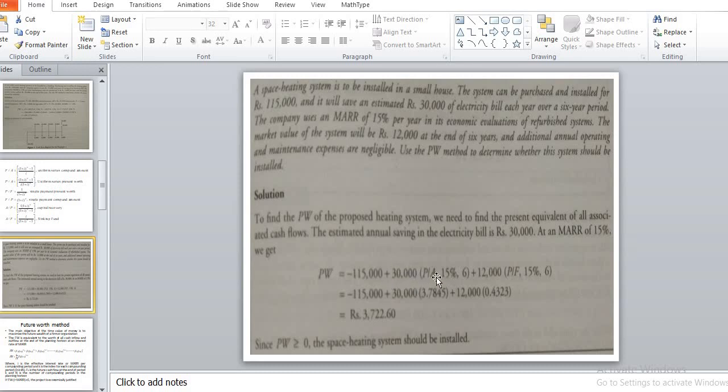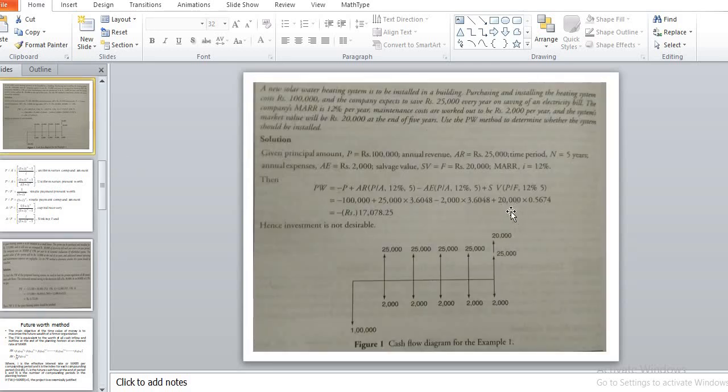The revenue generated is considered for 6 years. Again, this 12,000 is the salvage value, and that is also considered for the 6th year, similar to the previous example where we considered the salvage value for the 5th year.